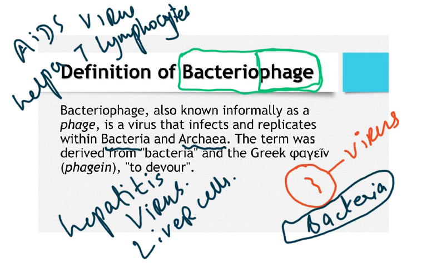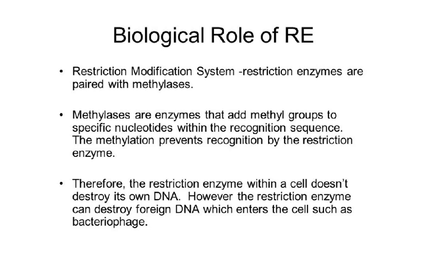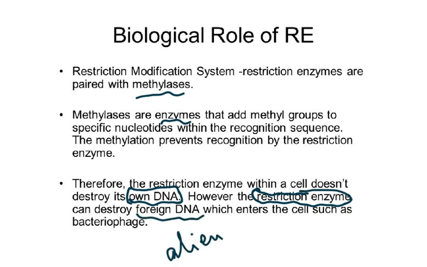I want to talk about the biological role of restriction enzymes, and you wonder why we have restriction enzymes in nature. Well, because restriction enzymes are paired with methylases. Methylases are enzymes that add methyl groups to specific nucleotides within the recognition sequence. The methylation prevents recognition by the restriction enzyme. Now, the restriction enzyme in a cell, like in a bacteria, doesn't destroy its own DNA. However, the restriction enzyme can destroy foreign DNA, as I mentioned earlier, alien DNA.